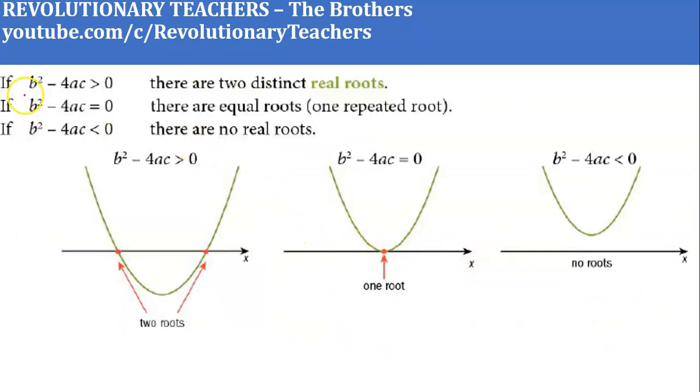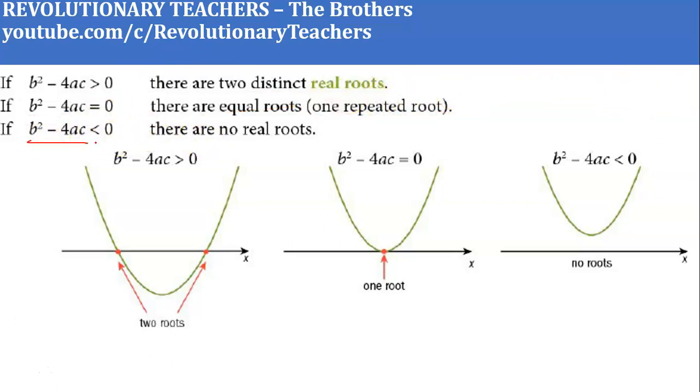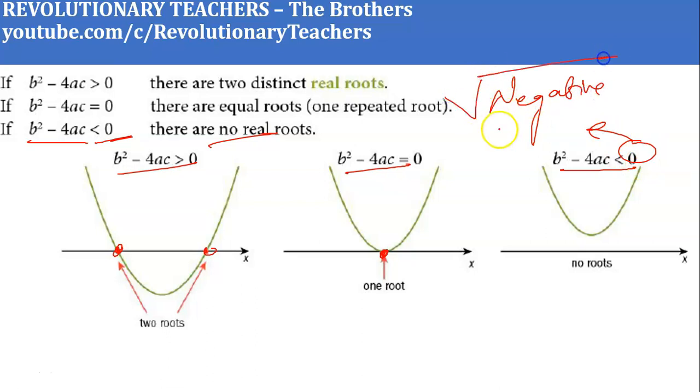Now look, when b square minus 4ac is greater than 0, there are two distinct real roots. When b square minus 4ac equals 0, there are equal roots, right? Means two equal roots. When b square minus 4ac is less than 0, no real roots are possible. Can you see this, children? B square minus 4ac greater than 0, then you have two real roots. B square minus 4ac equals 0, then you will have only one real root. But when it is b square minus 4ac less than 0, means negative, is it possible to find the root of negative numbers, children? No, it is not possible, right?